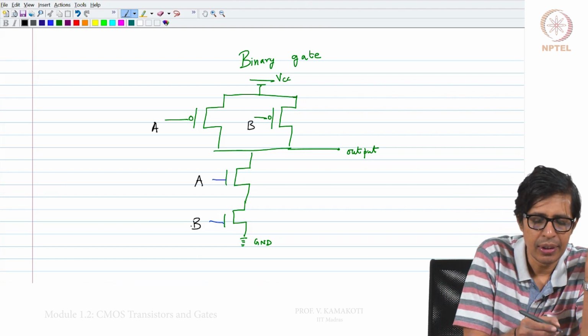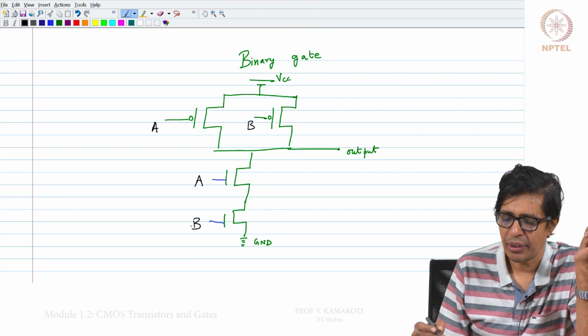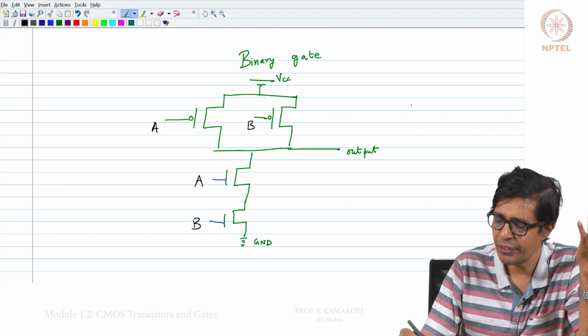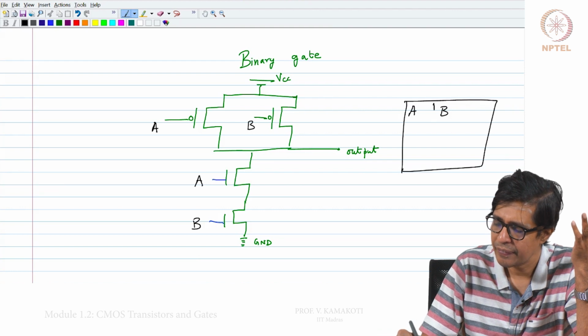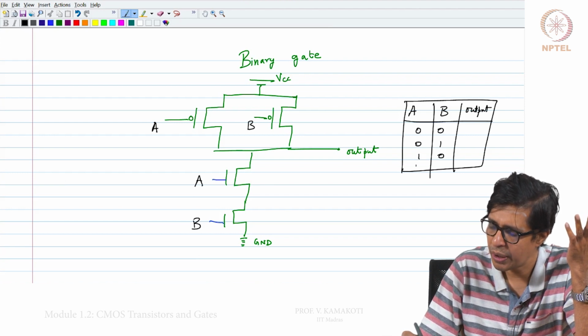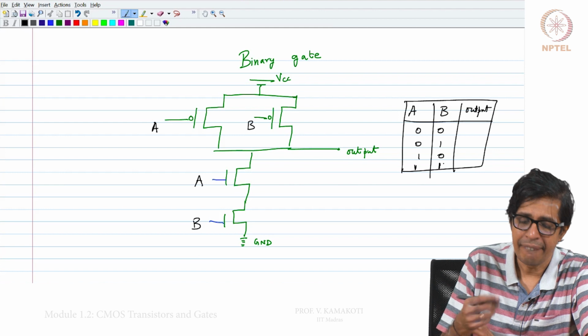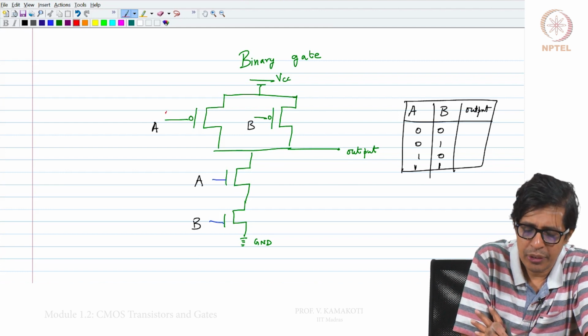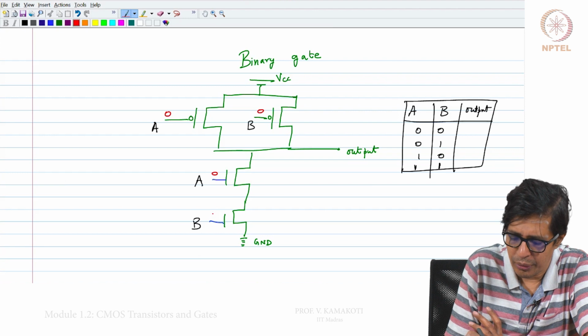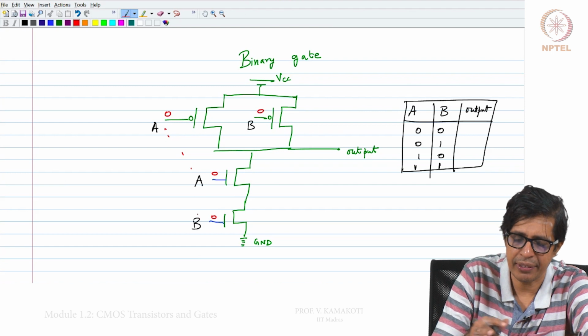Okay. Now, let us see. What are the different inputs I can give for A and B? I can give a 0 or a 1 for each. So, these are all the possible combinations: 0 0, 0 1, 1 0 and 1 1. So, let us see 0 0. The same A is given here, same B is given here.